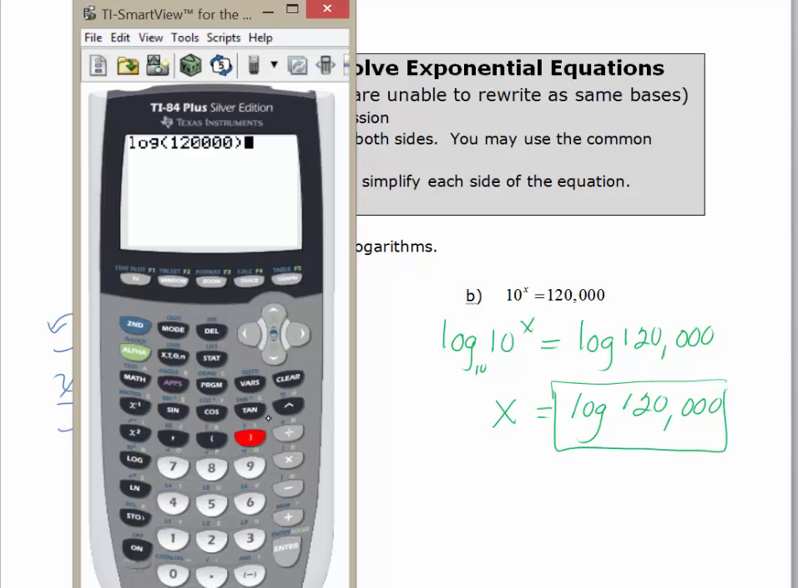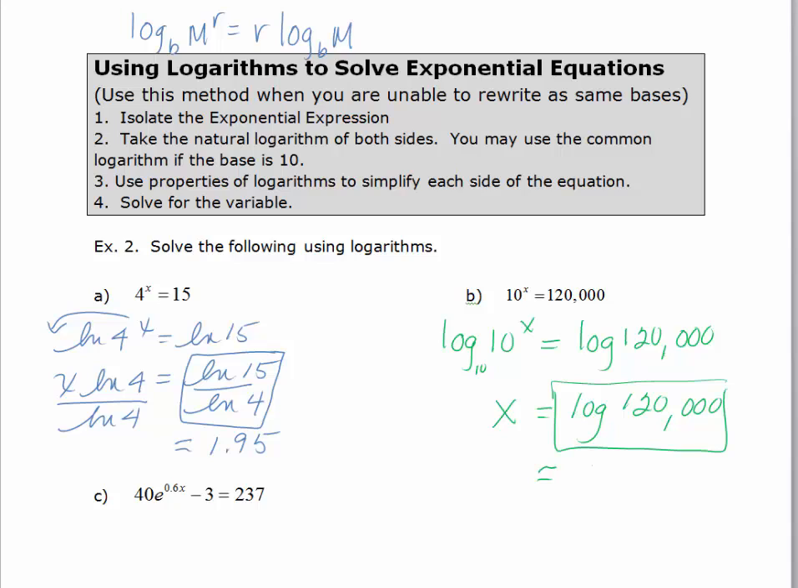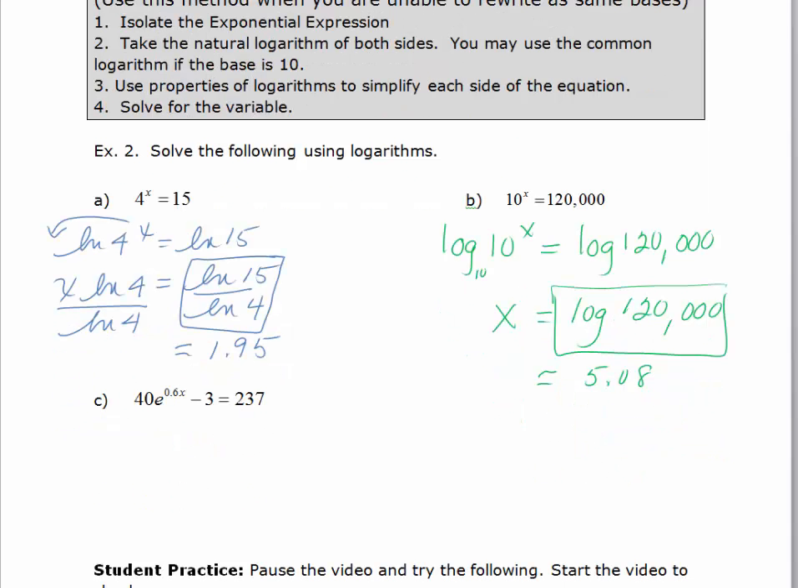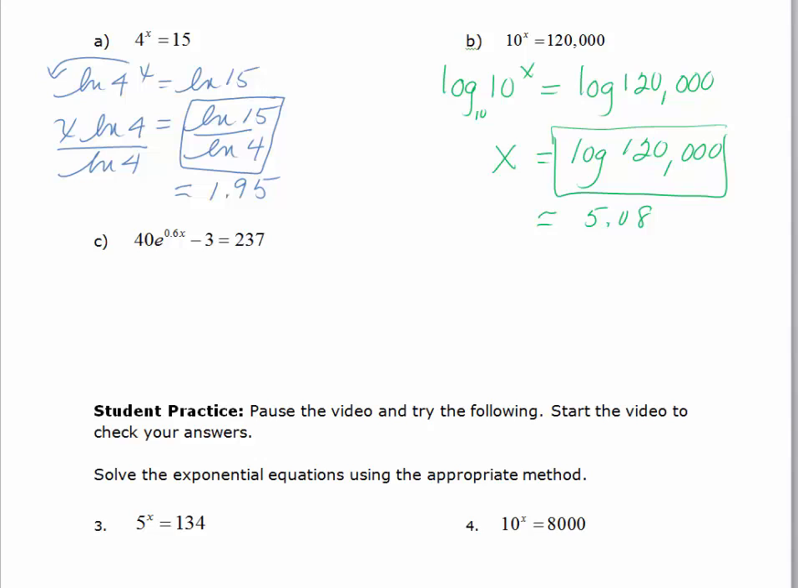Okay, close the parentheses, hit enter, and if I round that to the nearest hundredth, I'm going to get 5.08. So this is approximately equal to 5.08. So I'd also like to show you that, again, because your calculator has a log button and it also has a natural log button, let's solve this same problem only using the natural log. So let's take the natural log of both sides.